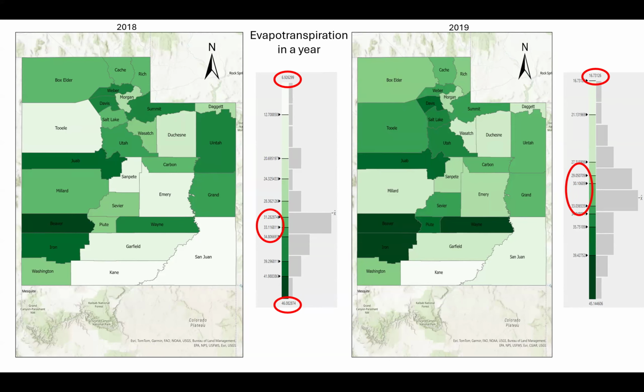So here we can say that evapotranspiration is varying within Utah. Very low evapotranspiration is recorded in these counties, and very high evapotranspiration is recorded in these counties as we get to the south. Year-wise, we can also see there's a lot of difference. These are the medians of evapotranspiration, where the maximum number of counties fall. Most of the counties fall in the range of 31 inches to 34 inches of evapotranspiration.